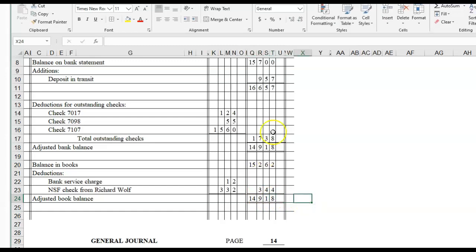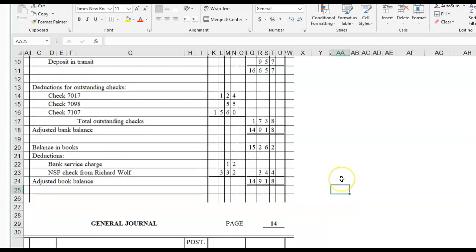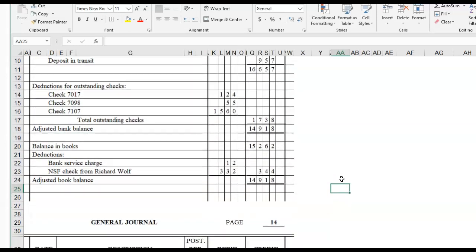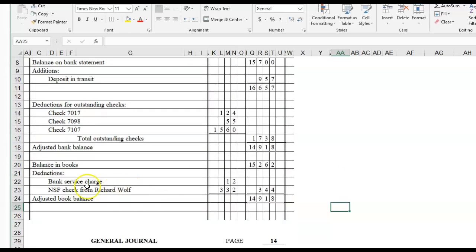And then the problem's done. Your bank balance matches your book balance, and that's what you want. But it's not entirely done, because your general journal is going to be off and your totals are going to be off, because you got to come to the general journal and you have to say, okay, now we got to put in the bank service fee and this dude's check because he bounced it.